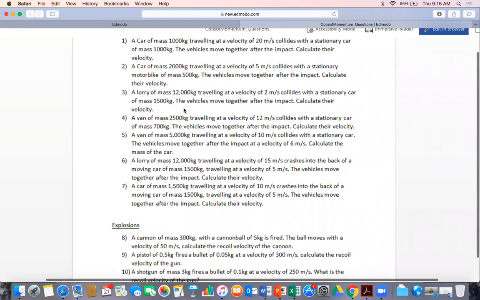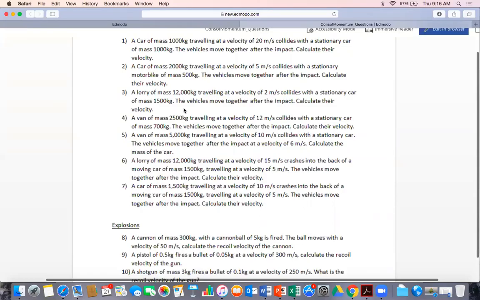Car B, what is the momentum of car B? 1000 kg. It's stationary, so 1000 times 0, which is 0. So the total momentum before collision is 20,000 plus 0, which is 20,000. And that is equal to the momentum after. Now, after the impact, they move together. That means they got stuck together.